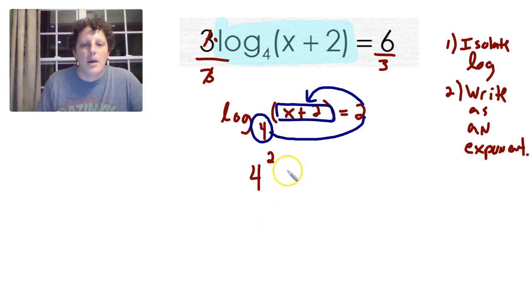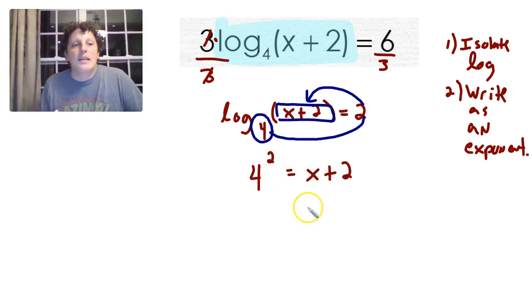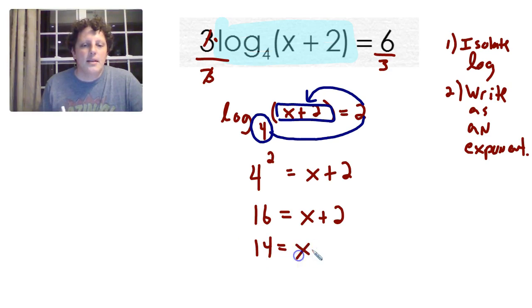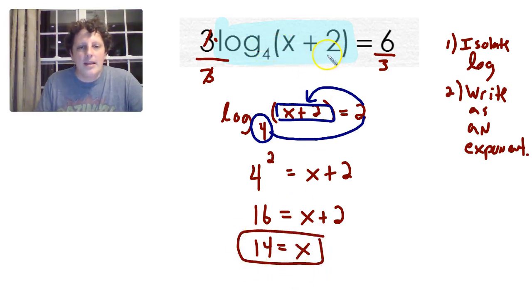So 4 to the second power equals x plus 2. At this point, now that I've written it as an exponent, I've got a pretty simple equation to solve. 4 squared is 16. And then in order to get rid of this plus 2, I'm going to subtract 2 on both sides of the equal sign to get 14 equals x. And that is going to be my solution. And you can plug it back in. It works. We're good to go.